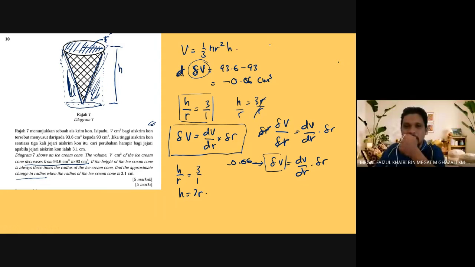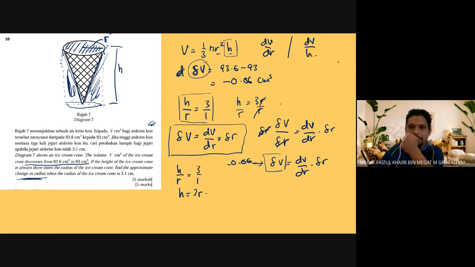So the change of volume can be related with the radius of the cone, or we may also relate it with the height h. So it can be dV/dr or dV/dh. When we have three variables V, r, and h, we need to look at the question. Find the approximate change in radius. So we are going to change this h in terms of r.